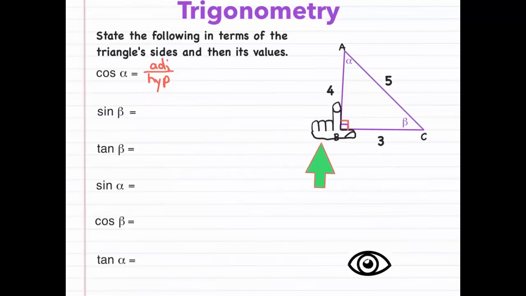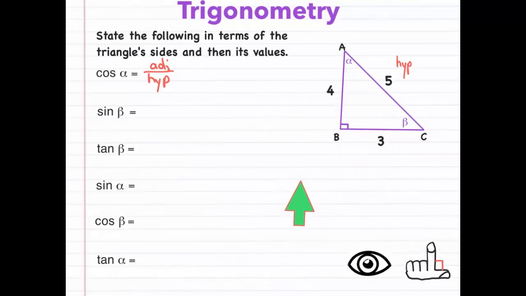I put it there. So now I know that AC is actually the hypotenuse. So I'm going to write that in red. So this is my hypotenuse there. Okay, great. Now I can put my hand away.